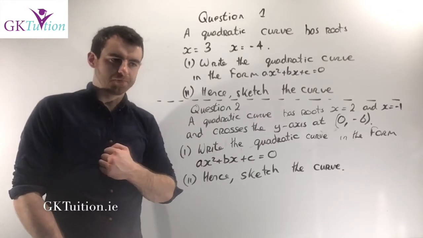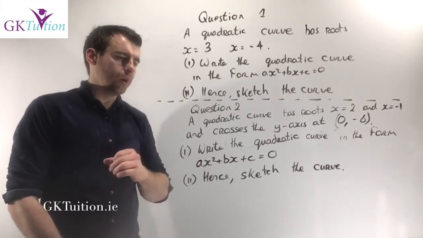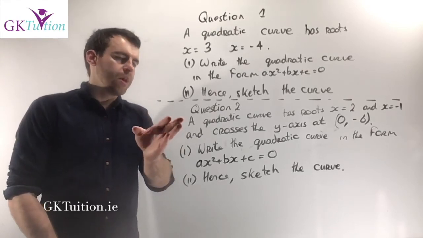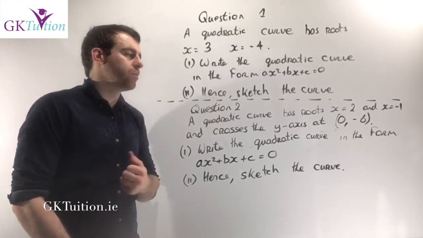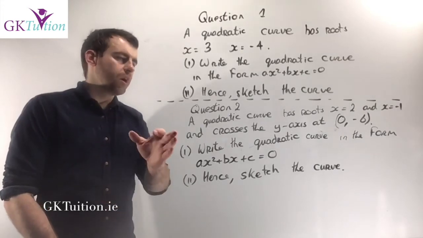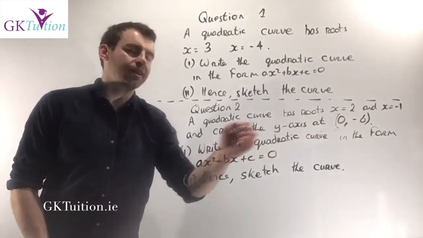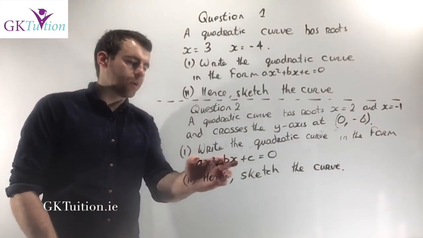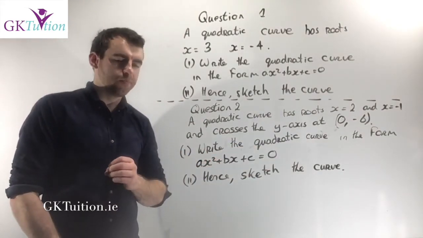detailing where it crosses the x-axis and where it crosses the y-axis. In question 2, now this one is a bit different, but I think you're going to be able to figure it out yourself. It says a quadratic curve has roots x equals 2 and x equals -1 and crosses the y-axis at (0, -6). I want you to write the quadratic curve in the form ax squared plus bx plus c equals 0.